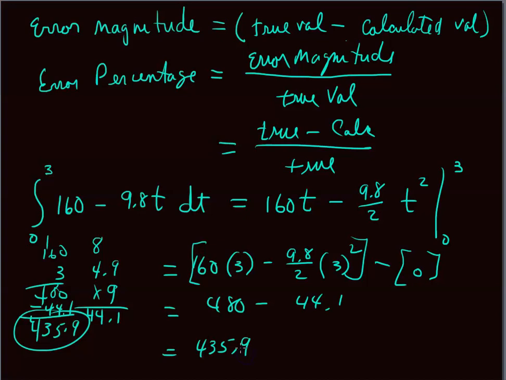So, what did I get on that last one? It was 435.9. So if I take the true and subtract the calculated, the true is the 435.9, the calculated is the 435.9, and divide by 435.9, I get 0 over 435.9. There is 0% error for this. That doesn't happen as much as you'd like, I guess. But it shows you, I guess, how you can find that.